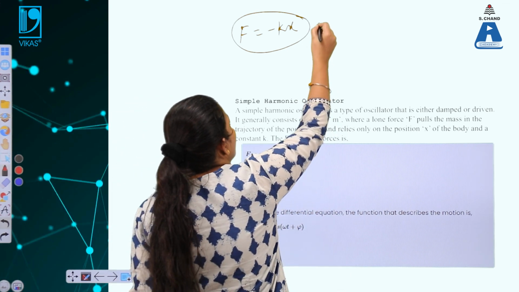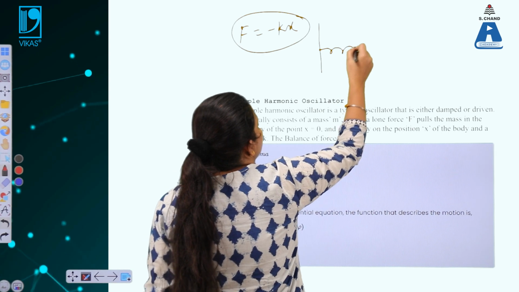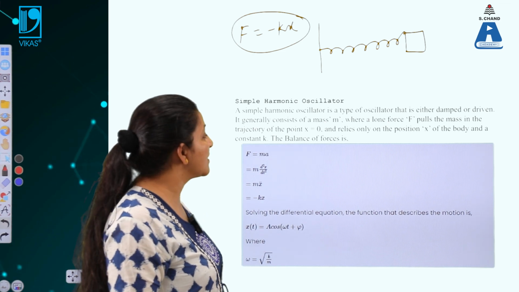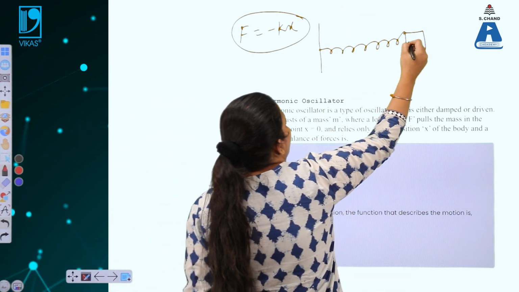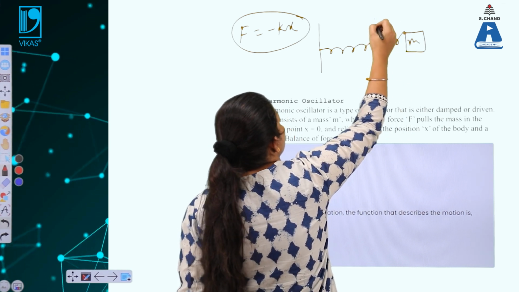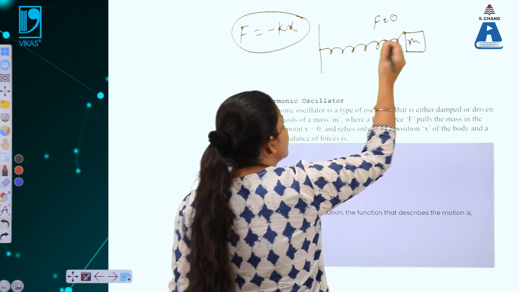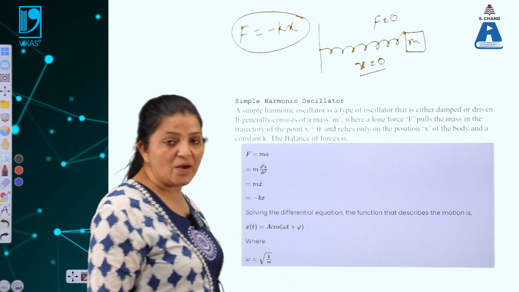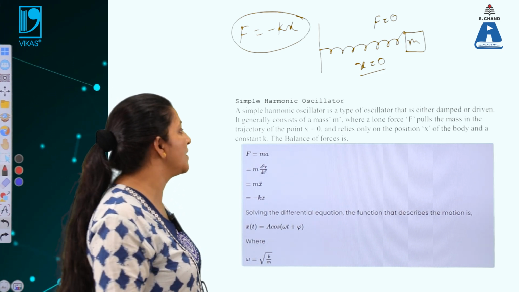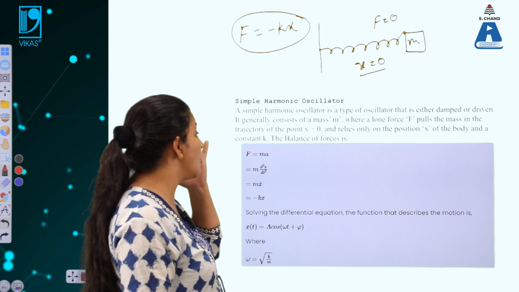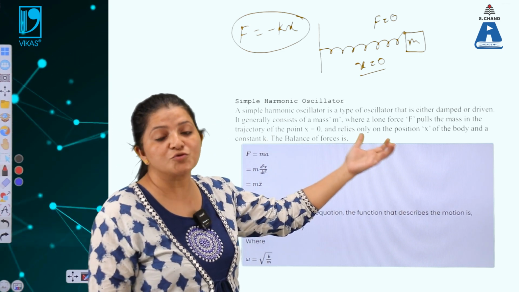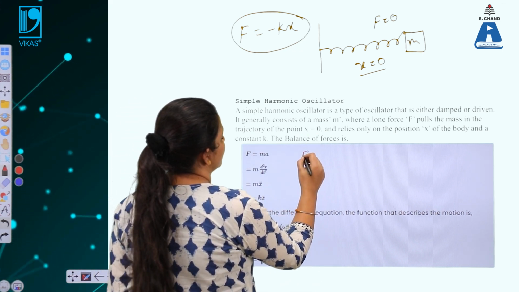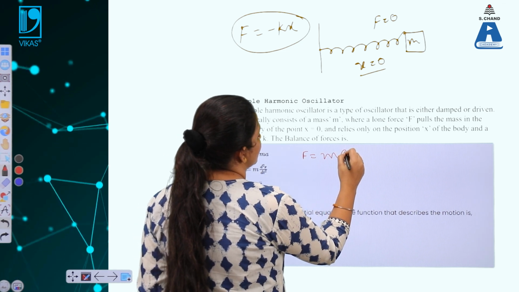In the starting, when the body is in the equilibrium position, the displacement of the body or the spring is 0. If this is a mass m and the force F is 0 in the starting, automatically the displacement will be 0. So when there is no force, there will be no displacement. After that, when the force is applied on the body, the restoring force will act in the opposite direction. Now the force applied on the body is given by mass into acceleration.